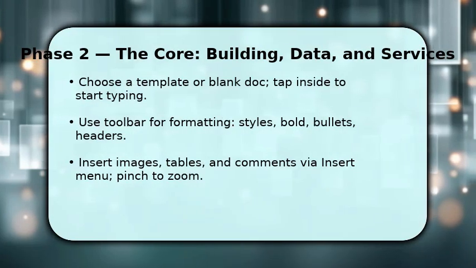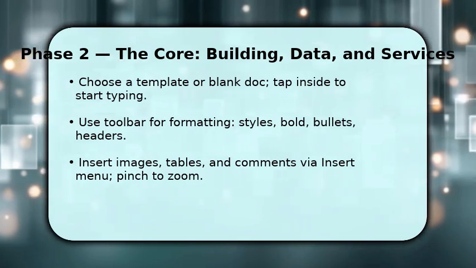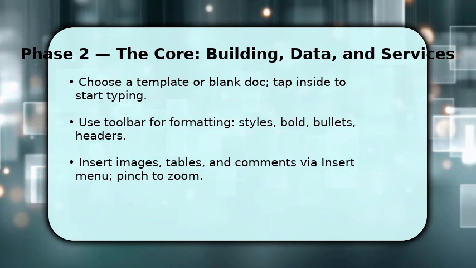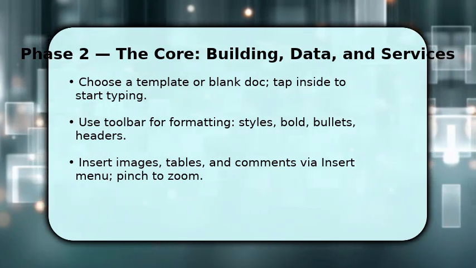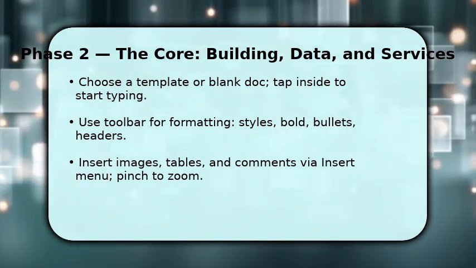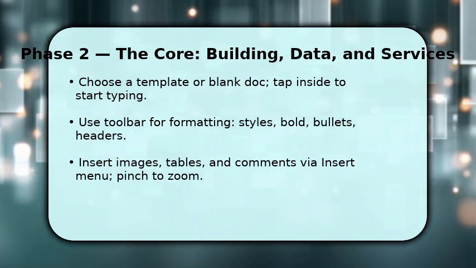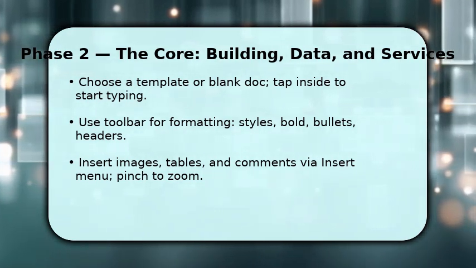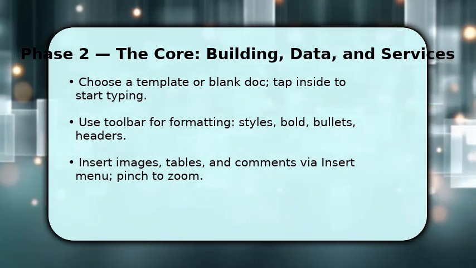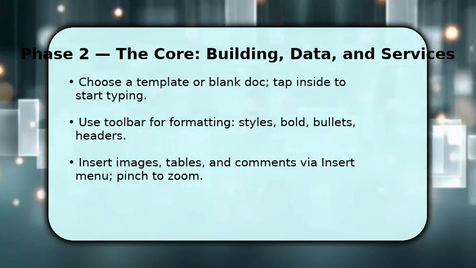You create content by tapping the document body and using the toolbar. Choose styles to keep headings consistent and apply bold or bullets for emphasis. Once done with text, tap Insert to add images, tables, or links. Pinch to zoom and position elements precisely. Make sure to use the review tools for comments and track changes when collaborating because they preserve context for reviewers.